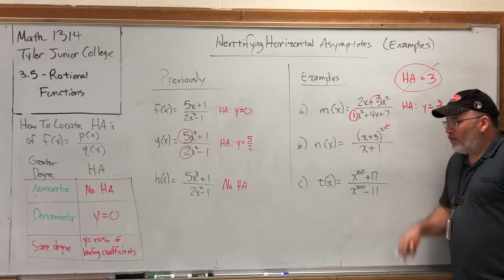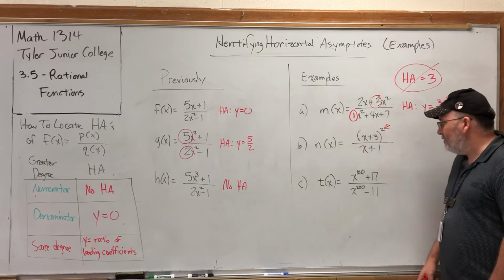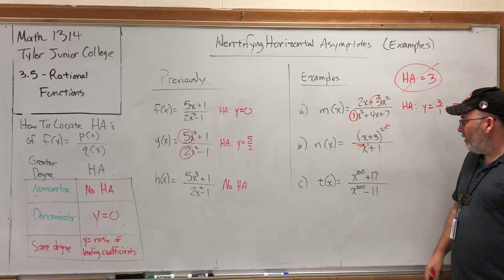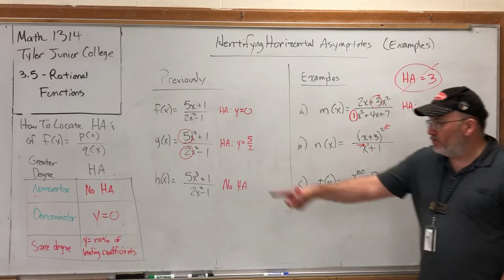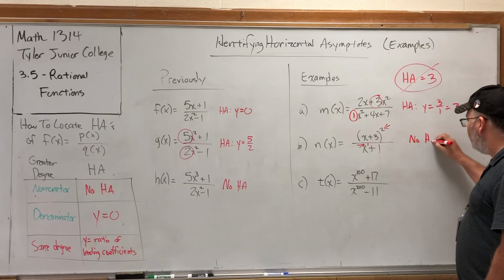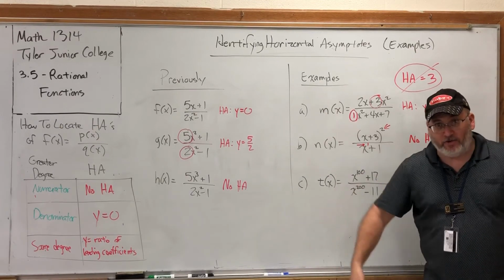Warning, a power in a parenthesis is not necessarily the degree. It is in this case. The degree in the denominator is just 1, so the greater degree is in the numerator. And when the greater degree is in the numerator, there is no horizontal asymptote. This graph will grow without bound as x gets larger, either going up or down on both ends.